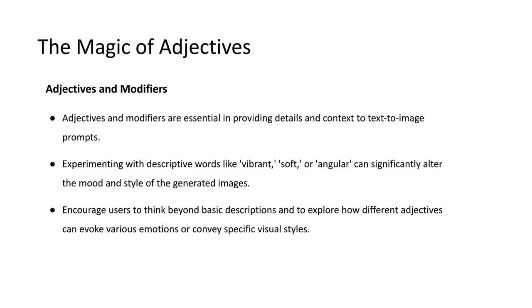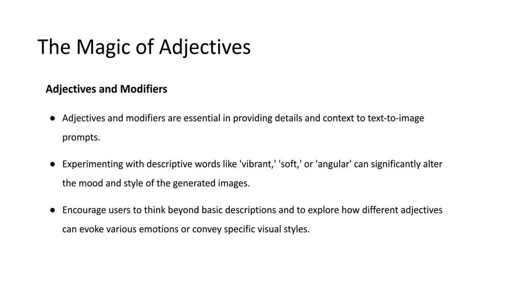The key is to experiment and go beyond basic descriptions. Explore how different adjectives can influence the visual style. Can you imagine the difference between a towering, Gothic castle and a charming fairy tale cottage? By becoming a master of descriptive language, you can use adjectives to evoke specific feelings, guide the AI towards distinct artistic styles, and ultimately, breathe life into the generated art piece.